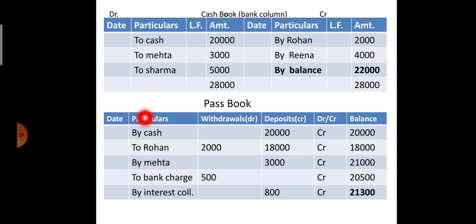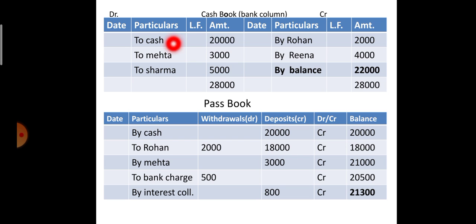In the passbook, it will be recorded in the deposit column, and it will show a credit balance. If the cash book is showing debit, in the passbook it will be recorded in the deposits column, which is credited. Opposite. In the cash book it's debit, and in the passbook the same amount will be recorded in the credit deposits column. So the net balance is also a credit balance, 20,000 rupees.